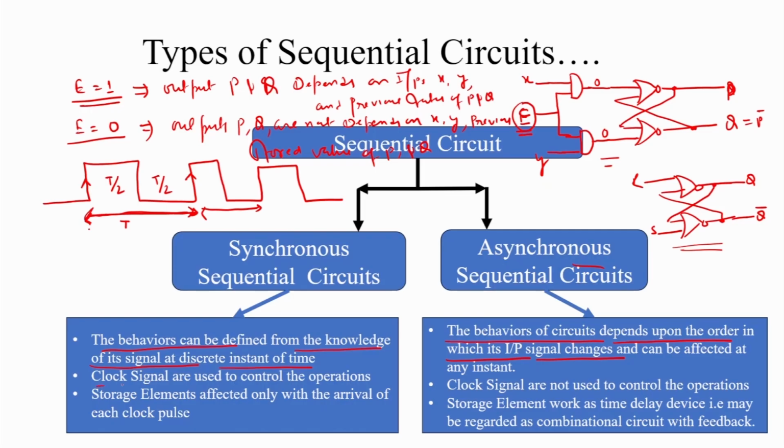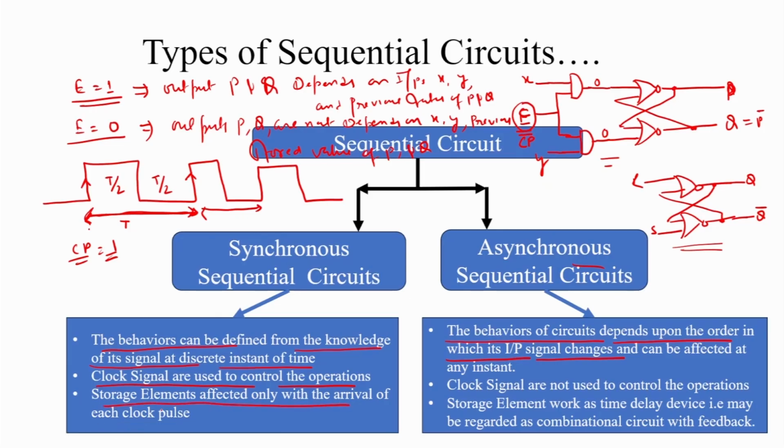Here the clock signals are used to control the behavior of a sequential circuit, meaning the synchronous sequential circuit works only and only when the clock pulse is high. The value of the clock pulse is denoted by Cp, and Cp is taken as 1. So, here in place of E we take Cp, and only then does the sequential circuit work, otherwise not. So, the storage element is affected only on the arrival of each clock pulse.